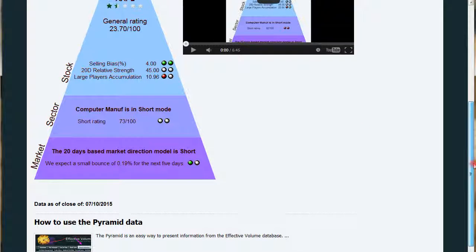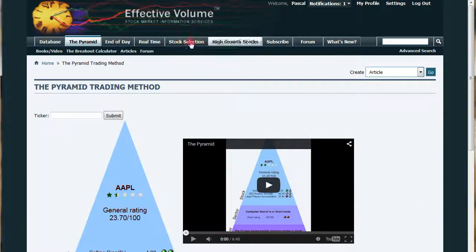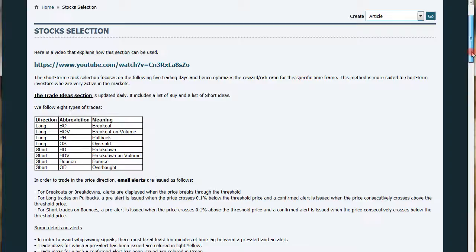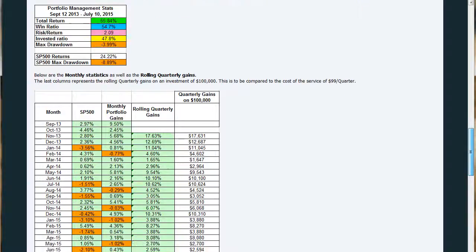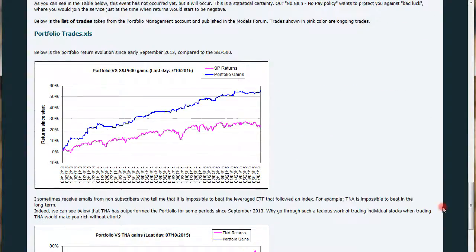And using this technique, you can see in the stock selection section that I will scroll down, that I have much better return on my own portfolio than what the 20 DMF can produce.